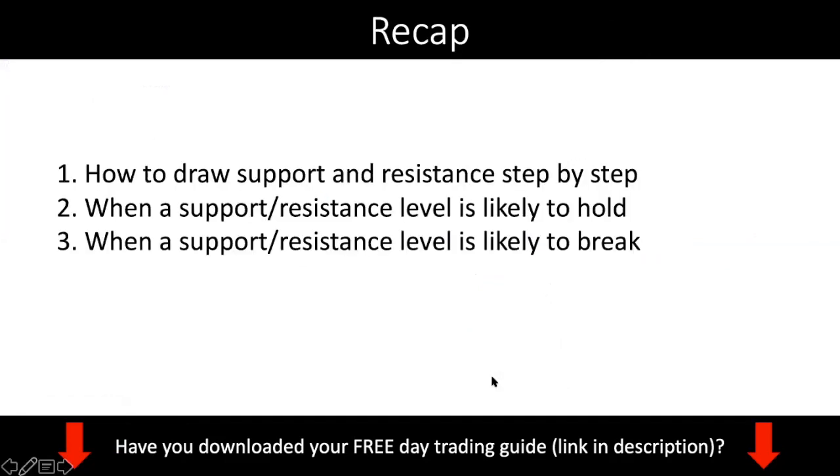Okay, so just a recap, right, before I end off this video, in this video, I show you how to draw support and resistance step by step. Okay, I gave you three steps. Okay, step one is you zoom out. Okay, step two is you want to identify the most obvious levels. And step three is you want to move your levels such that it touches the most number of candles. Okay, if you need to, make sure you go back to that part and rewatch it.